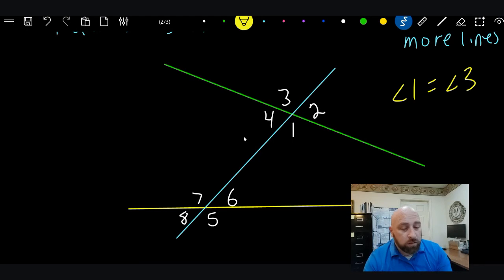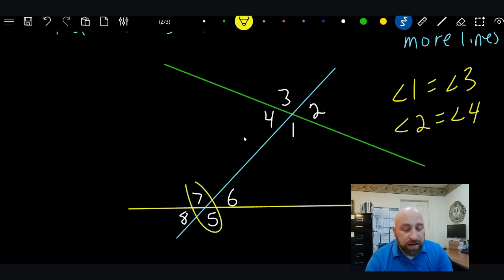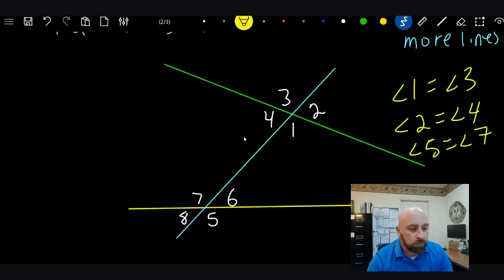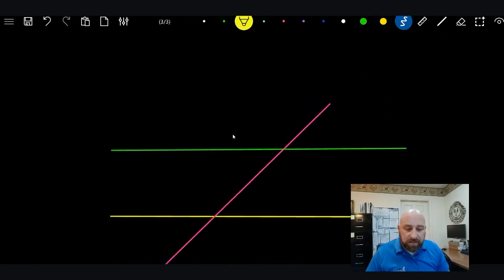Well, what other ones are equal? Well, 2 and 4. Angle 2 equals angle 4. So that's interesting. Down here, we would have 5 and 7. Angle 5 equals angle 7. And then we would have 6 and 8. Angle 6 equals angle 8. And those would be the vertical angles that are found there on the transversal lines. Okay. I think that's it right there.